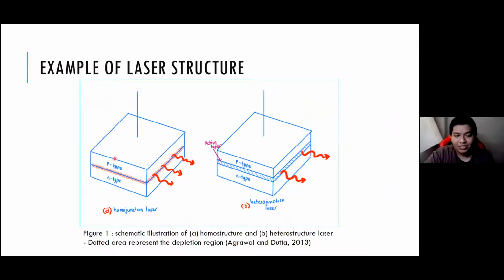As you can see for this part, the different material is the one that becomes the active layer for the heterojunction. But since the homojunction laser doesn't have a different layer in the middle, this dotted part would be the active layer, the depletion region.